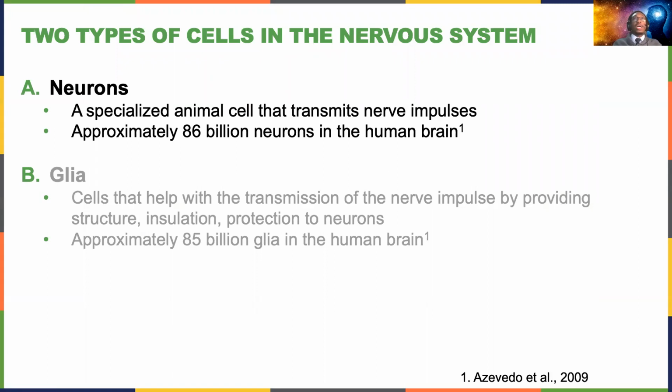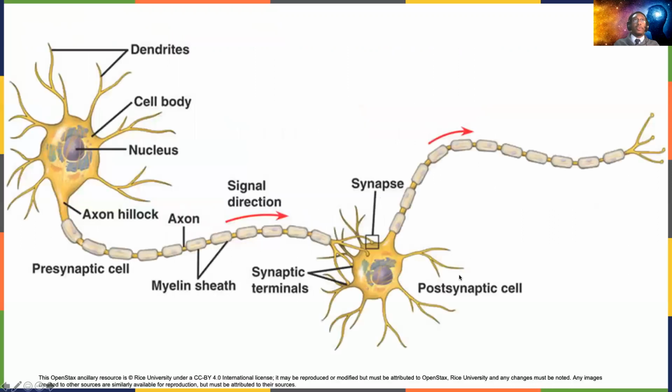There are two types of cells in the nervous system that we'll be talking about. The first type, which we'll be spending most of our time on, is the neuron. The neuron is a specialized type of animal cell that transmits neural impulses throughout the nervous system. There are approximately 86 billion neurons in the human brain alone. Here's an image that shows the basic structure of a prototypical neuron. Neurons come in all shapes and sizes, but this is the most basic diagram to present what they typically look like throughout the nervous system.